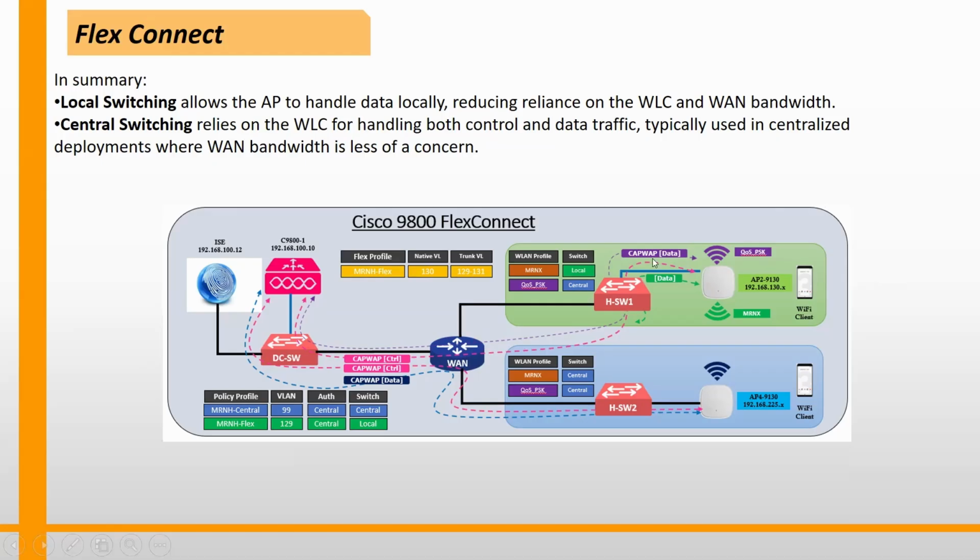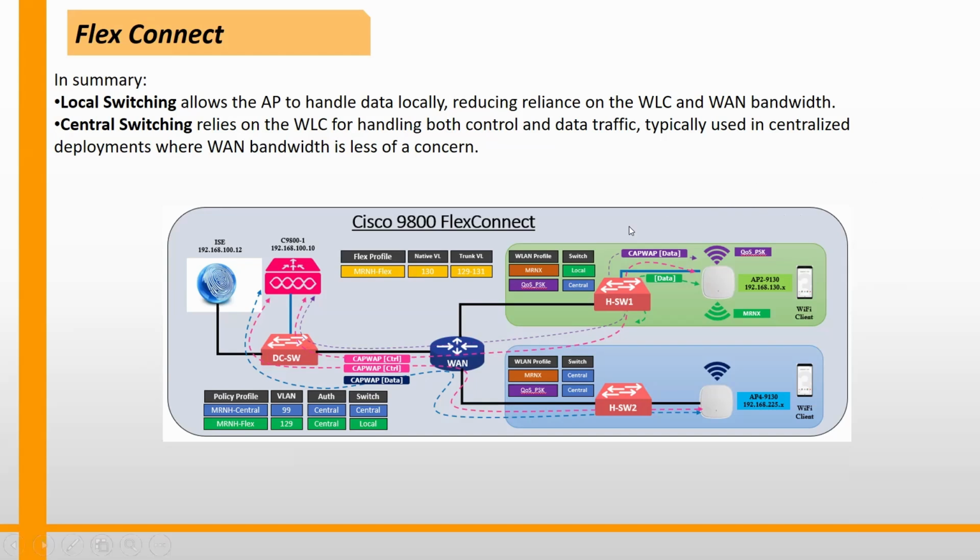And also you can do it like this, where for a few traffic types, suppose VLAN 10 or WLAN ID 10 is there, that particular traffic you want to make as central switching, you can do it. For WLAN 20, you want to make the traffic locally switched from the access point, that is also possible.